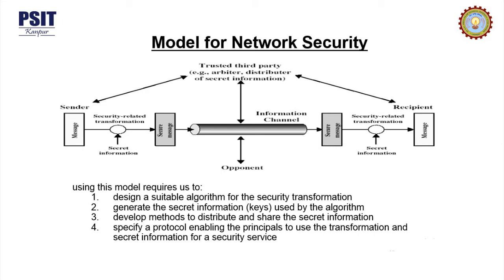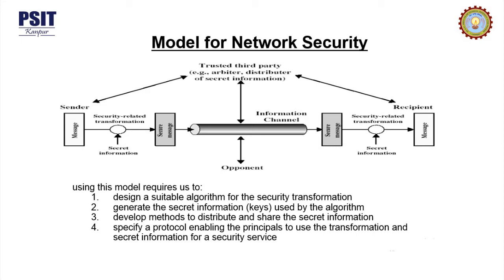If we have an insecure communication channel, then there will be the presence of opponents upon a network. Along with this, the keys required for the security transformations can be shared between the sender and the recipient of the message with the help of trusted third parties, which are responsible for sharing that key securely between the sender and receiver of that particular message upon a network.